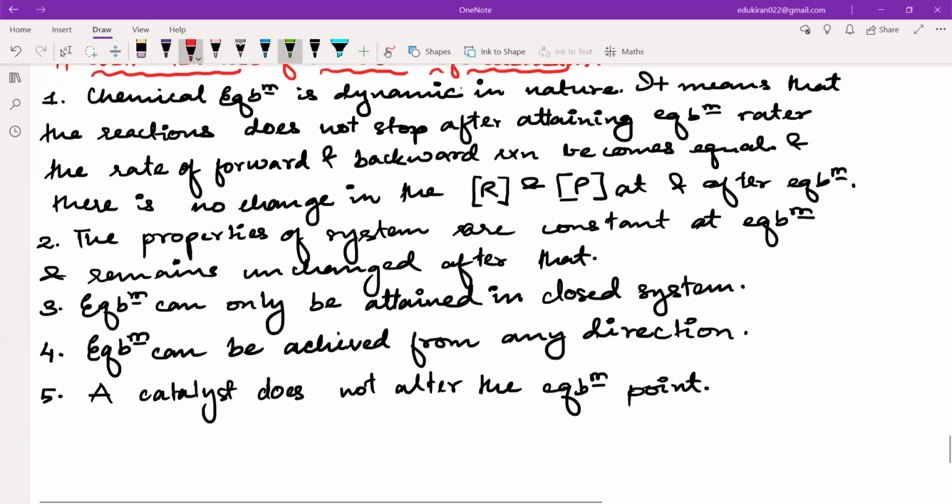Next is, if I have achieved the equilibrium, that means we have achieved a state at which the properties of the system are going to be unchanged. They are not going to change after we have achieved the equilibrium. And that is the definition of equilibrium itself, that the properties will not change. And if the properties are changing, that means you have not achieved equilibrium. There is some change happening. Next is, equilibrium can only be attained in a closed system.